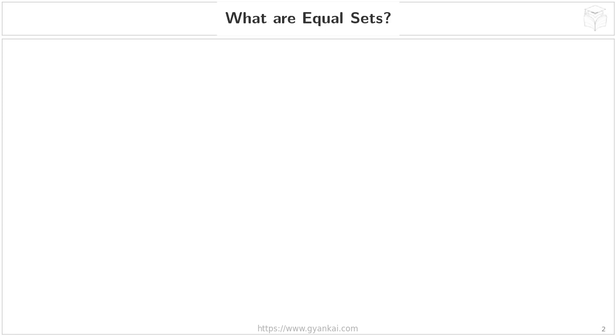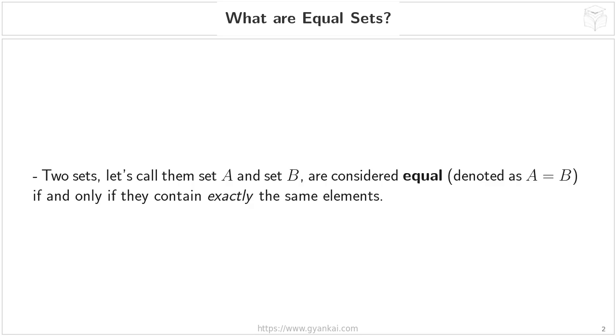What are equal sets? So let's move on to the core definition of what makes two sets equal. As we discussed in the introduction, understanding this is fundamental to working with sets. This slide states that two sets, let's call them set A and set B, are considered equal, and we write this as A equals B, if and only if they contain exactly the same elements. Now, that if and only if is important. It means both conditions must be true for the sets to be equal.